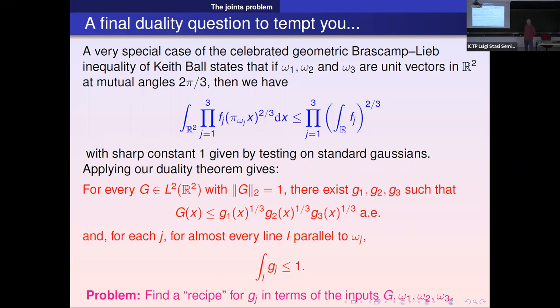Any other questions or comments from the audience here or on Zoom? And the Gaussians are the only extremizers in this? I think so. I forgot, but I think so. I should know that.